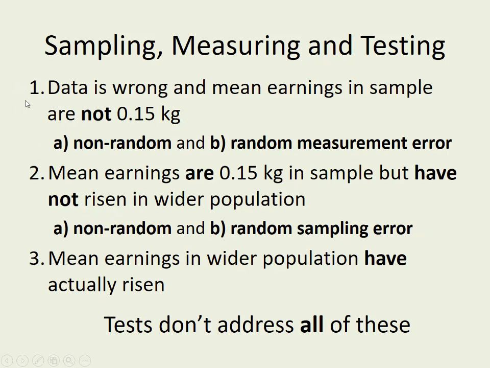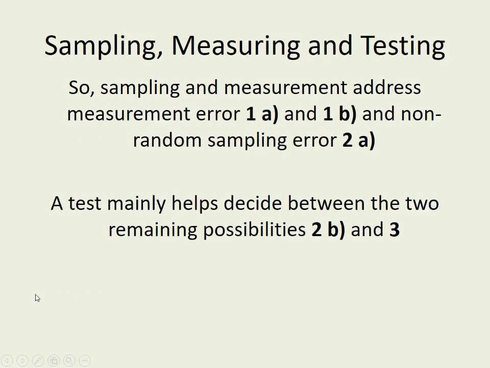So the tests don't address all these 4 different possibilities and tell you which of these 4 has happened, or has the third one happened. That's not possible with a test. Tests mainly address between 2B and 3, and good technique, sampling and measurement technique and methods try and reduce 1A, 1B and 2A. You're left with the final one, 2B, and the one that you're often trying to show, which is 3, that there has been a change in the population.